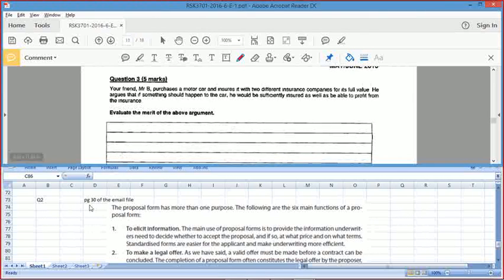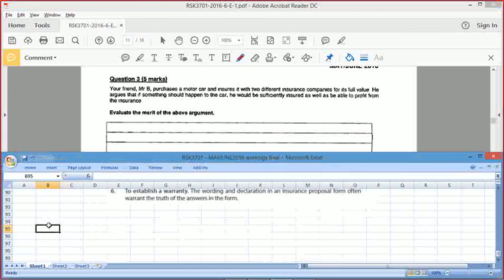Let's look at the next one. Question number 3. Right, your friend, Mr. B, purchases a motor car and insures it with two different insurance companies for its full value. He argues that if something should happen to the car, he would be sufficiently insured as well as be able to profit from the insurance. Okay, that's obviously false. You cannot profit from insurance claims.